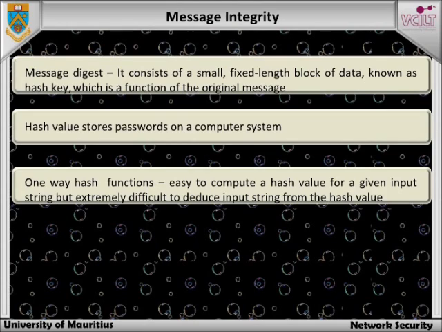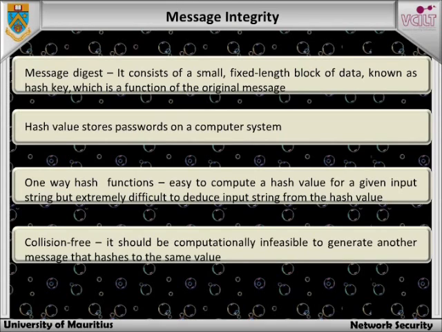Hash functions with this characteristic are known as one-way hash functions. For a hash value to give an effective assurance about the integrity of data, it should also be computationally infeasible to generate another message that hashes to the same value. Hash functions that provide this characteristic are said to be collision-free. A brute force attack on a hash value can be either an attempt to find another message that hashes to the same value, or an attempt to find two messages that hash to the same value.